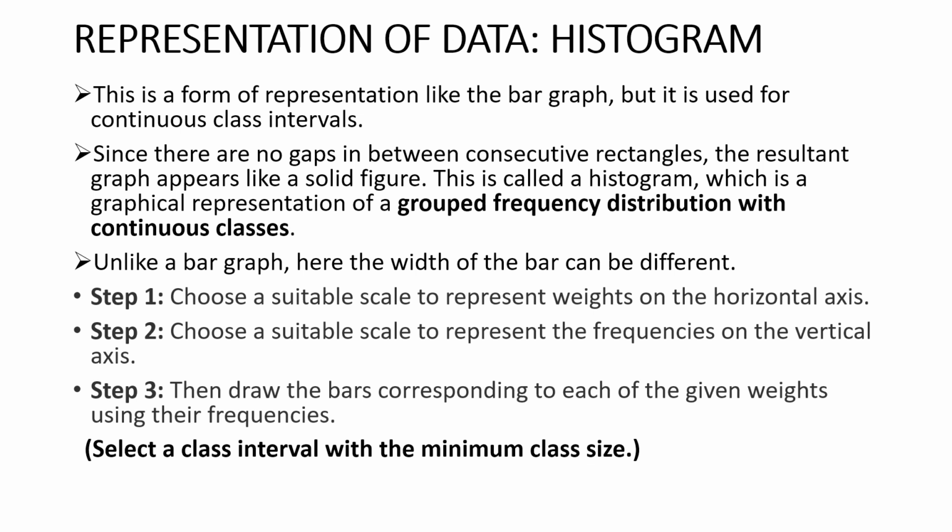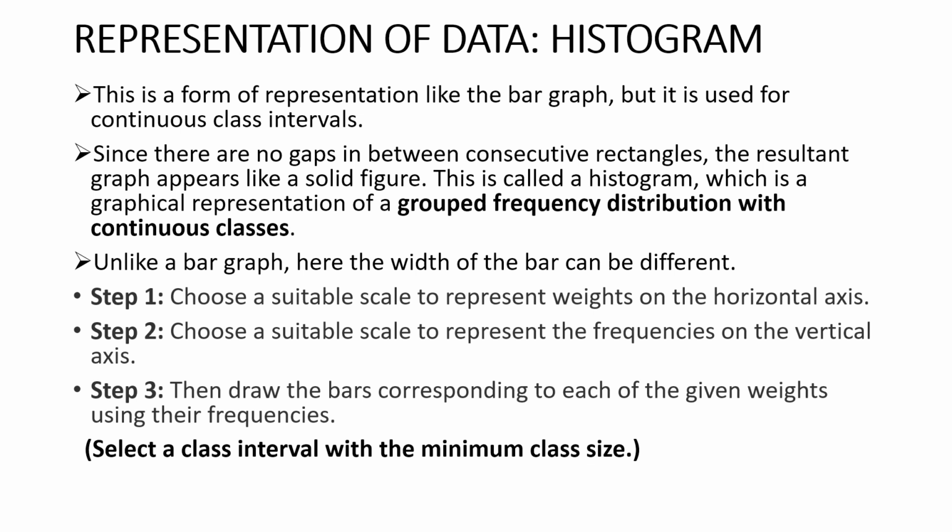Since there are no gaps in between consecutive rectangles, the resultant graph appears like a solid figure, and this is called a histogram. It is a graphical representation of a group frequency distribution with continuous classes. Now the steps for this, before that, remember, unlike a bar graph, here the width of the bar can be different. First thing is choose a suitable scale to represent weights on the horizontal axis. Choose a suitable scale to represent the frequency on the vertical axis. Then draw the bars corresponding to each of the given weights using their frequencies.